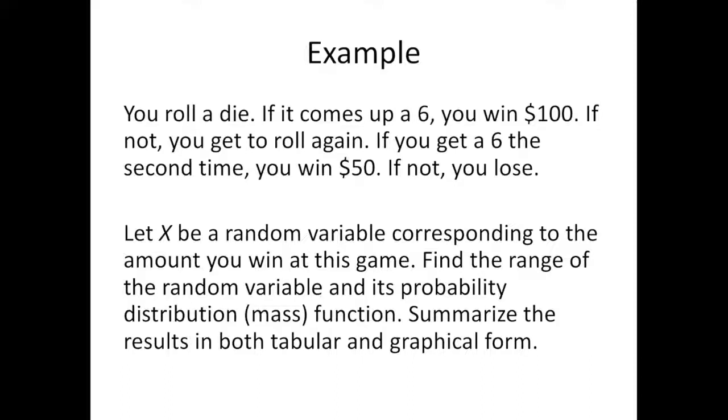And we're going to go through them using this example here. Suppose you roll a die. We're playing a game. If it comes up a 6, you win $100. If not, you do get to roll again. If you get a 6 on the second roll, you get $50. Now, if you don't get a 6 on either roll, you lose. You get nothing. So here we're going to let X be a random variable corresponding to the amount you win at this game. Find the range of the random variable and its probability distribution function. Summarize the results in both tabular and graphical form.